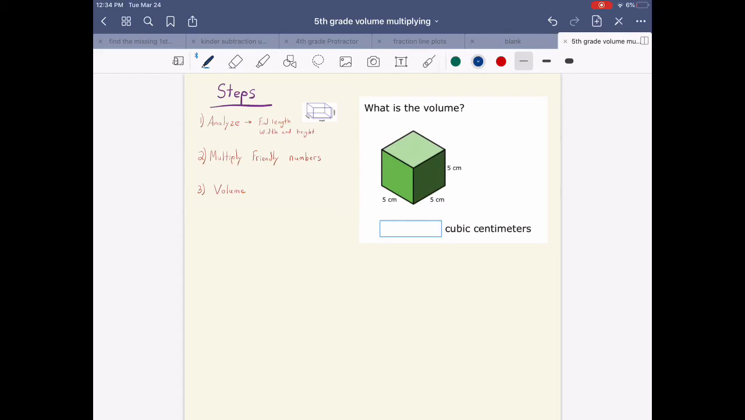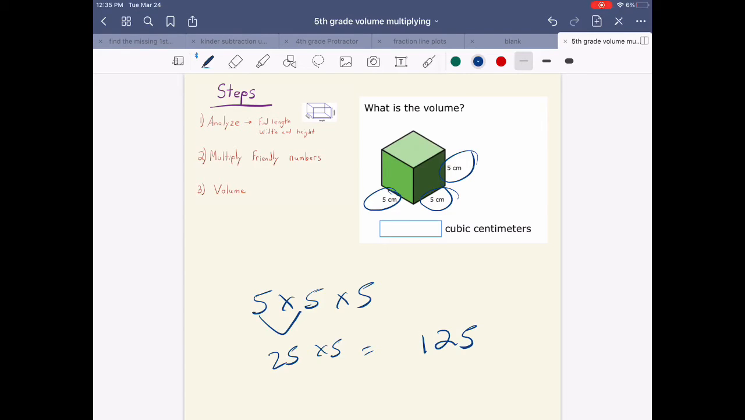All right, boys and girls, we're back. Let's see how you guys did. Oh, the measurements are all 5. That's going to be easy. So 5 times 5 times 5. Okay, so 5 times 5 is 25. This is step 2. And then 25 times 5 equals, I know this one. You could use the area model, but Mr. Green knows this one, so it's 125. So my volume is 125 cubic centimeters, because cm stands for centimeters.